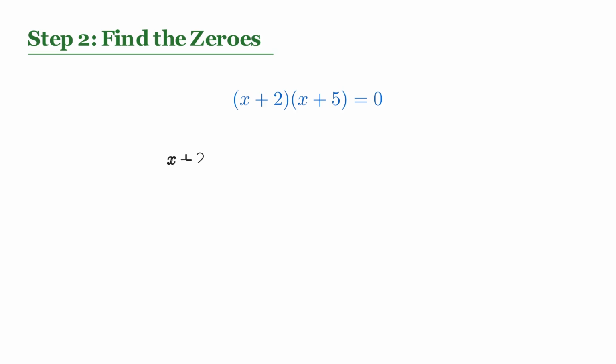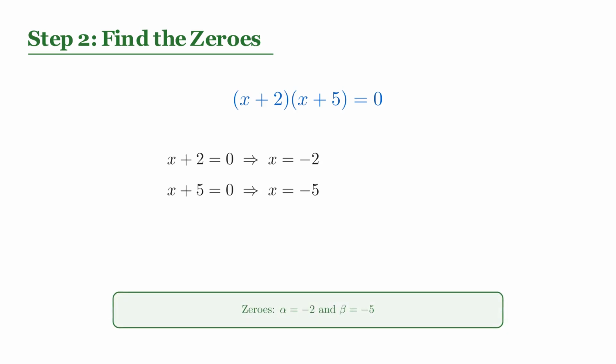x plus 2 equals 0 gives x equals negative 2. x plus 5 equals 0 gives x equals negative 5. So the zeros are negative 2 and negative 5.